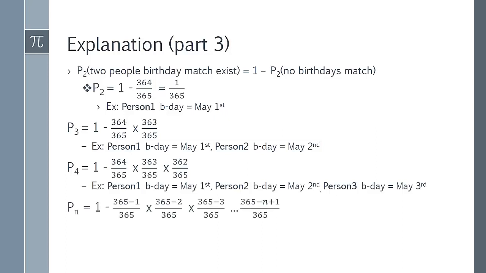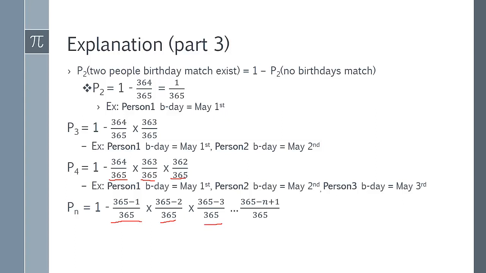And this trend will continue for n number of people in a group. And we get this equation here. So for this equation, this number here is basically 364 over 365, this here is this number, this here is this number, and we multiply all the way to 365 minus n plus 1 over 365.